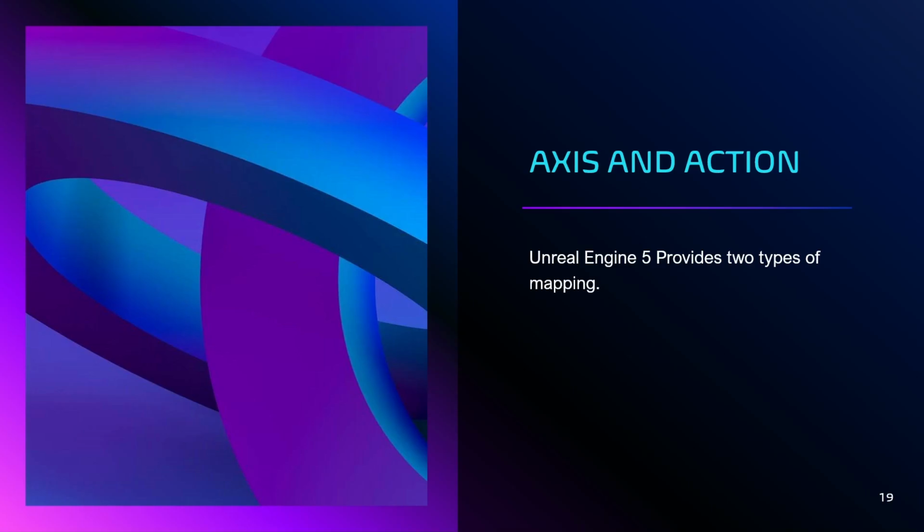Welcome back. In this lecture, I will tell you about the enhanced input. Before jumping into the lecture, let's talk about the mapping. Unreal Engine provides two types of mapping. First is axis mapping and the second one is action mapping.